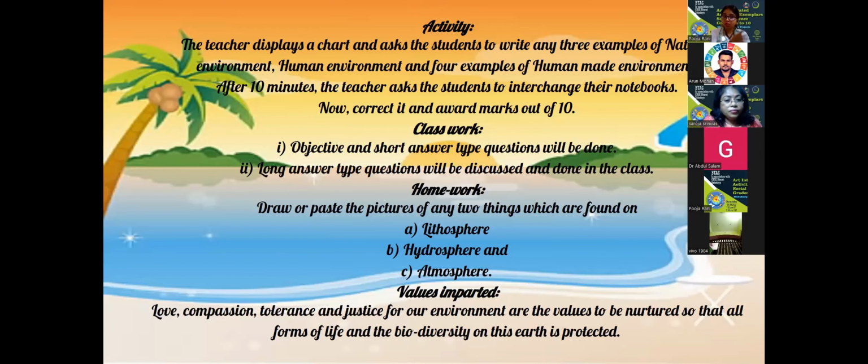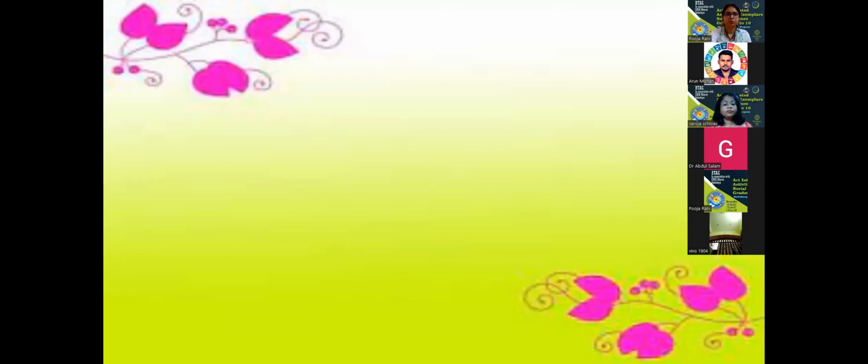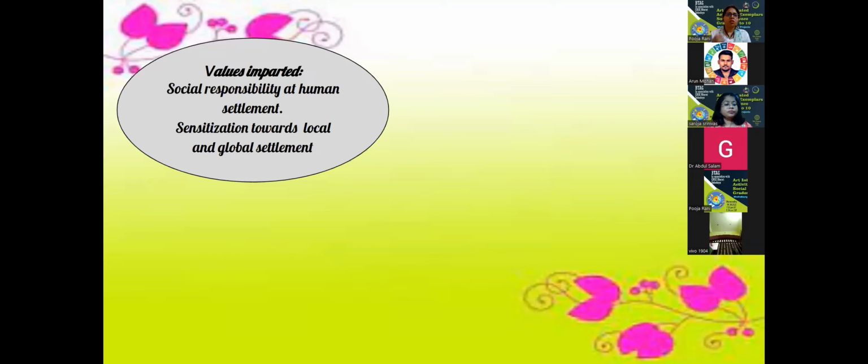What values they are taking, the value imparted, is most important. Love, passion, tolerance, and justice for our environment are the values to be nurtured so that all forms of life and the biodiversity on this earth are protected. When we talk about values, there are social responsibilities at human settlement, and sensitization toward local and global settlement.